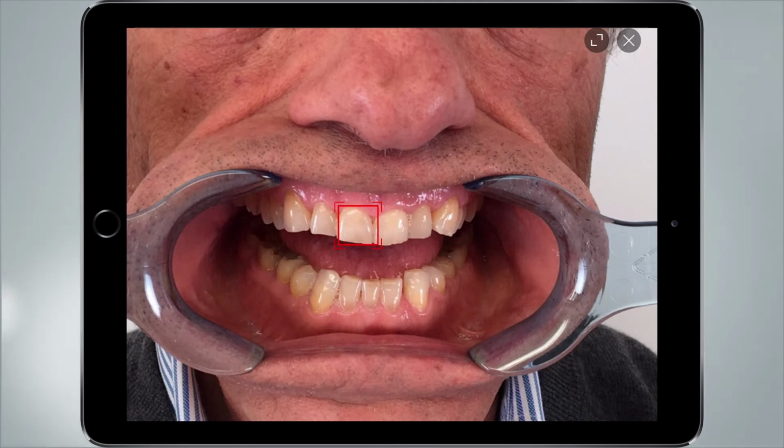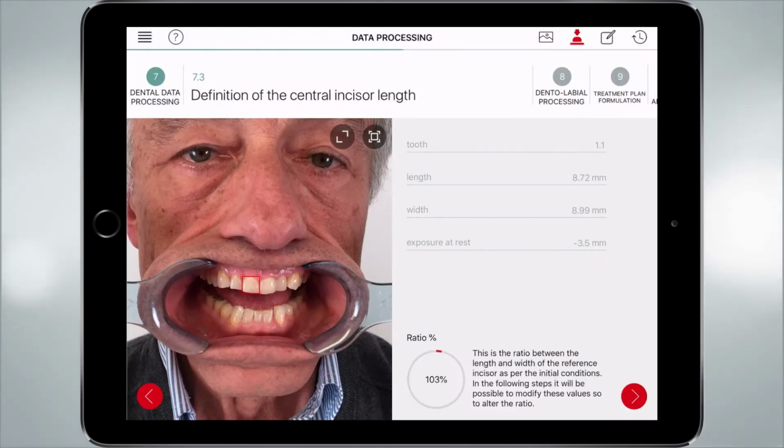Of course, this is exactly the value that we have already checked on the mouth of the patient. So the measurements, the length and the width that you have seen before, are reproduced in this square over here.